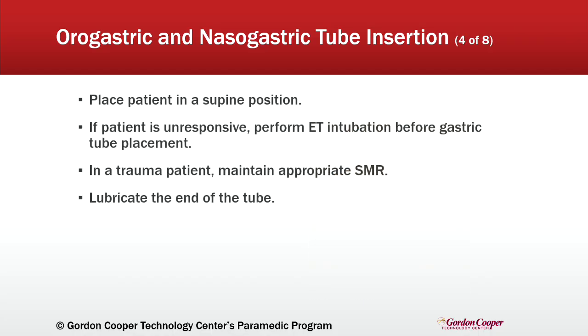Place the patient in a supine position. Assess the gag reflex. If the patient is unresponsive with a poor or absent gag reflex, perform endotracheal intubation before placing the NG tube. The purpose of that is so that you don't push the NG tube down into the lungs. If you have the route to the lungs secured with an ET tube, then you don't have to worry about the NG tube or the OG tube actually going into the lungs instead of the esophagus and the stomach.